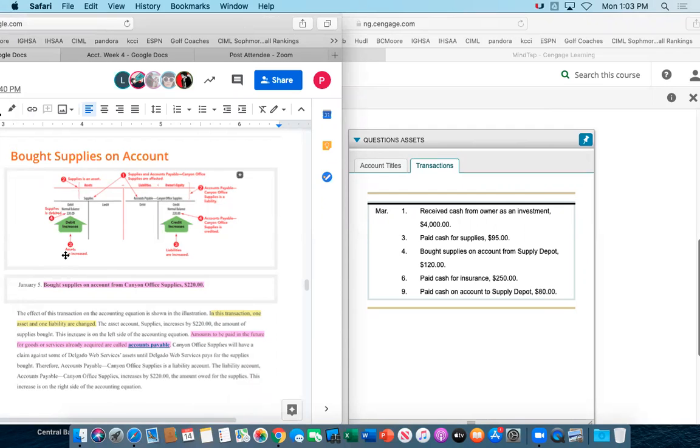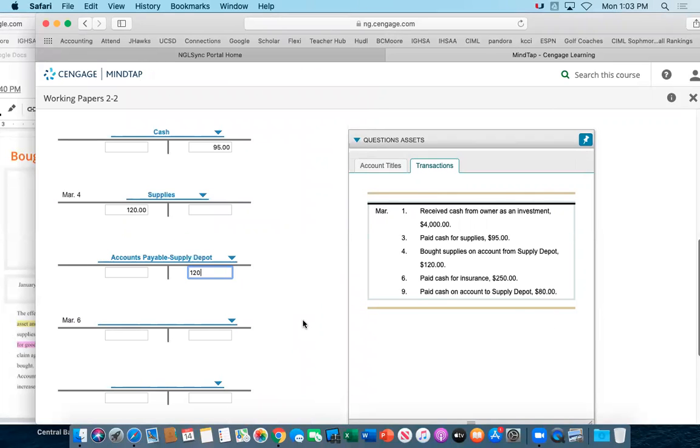So whenever you, I'm not going to be mean, but if somebody goes, I don't get it, what do I do when I buy supplies on account? What am I going to probably tell you? Go to your notes. It says bought supplies on account. It tells you debit supplies, credit accounts payable. You know, so we're going to have to use these, especially when you can use them. We need you to use them.